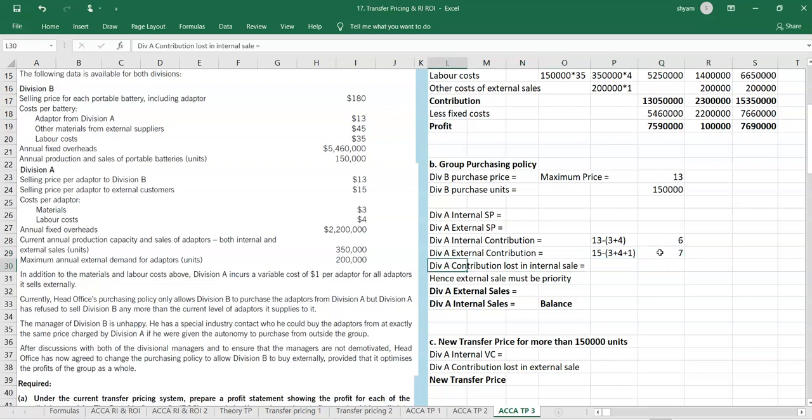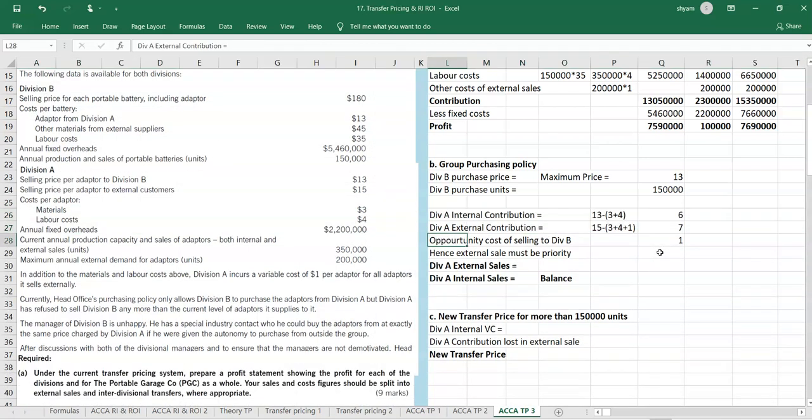So the opportunity cost of selling to division B is this $1. They don't want to sell this. They don't want to lose this $1. Hence that's the reason why external sales becomes a priority. So division A should first sell to the external people.